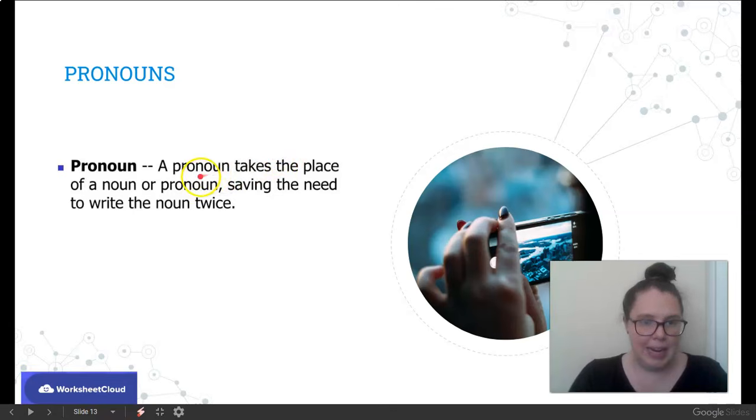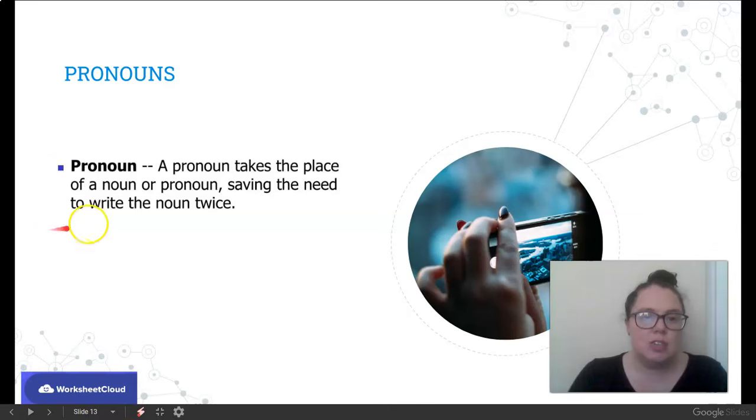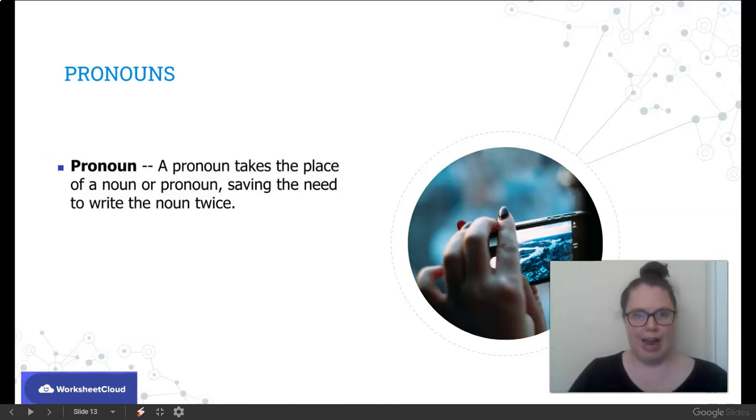Pronouns take the place of a noun or another pronoun, saving the need to write the noun twice. Now, let's pretend your sister's name is Emily. I'm being very general now. I'm not going to say Emily walked into Emily's room to grab Emily's phone. I will say Emily walked into her room to grab her phone.